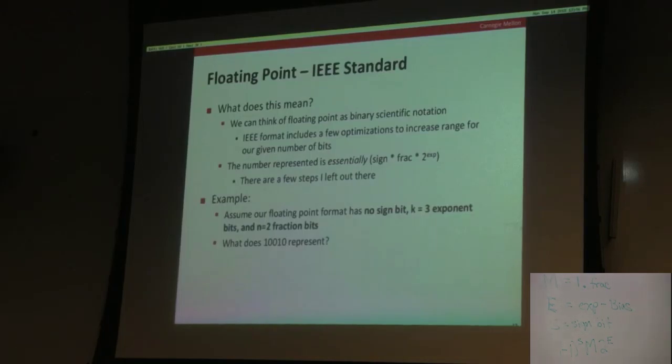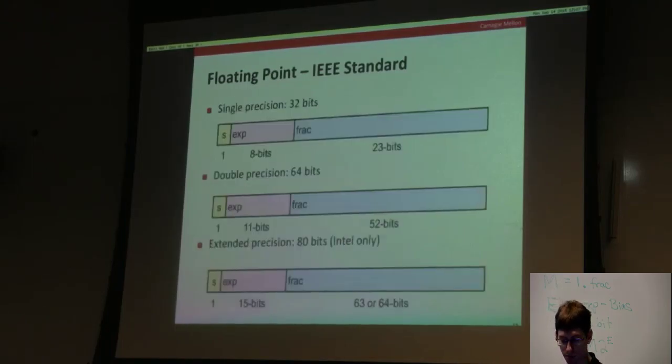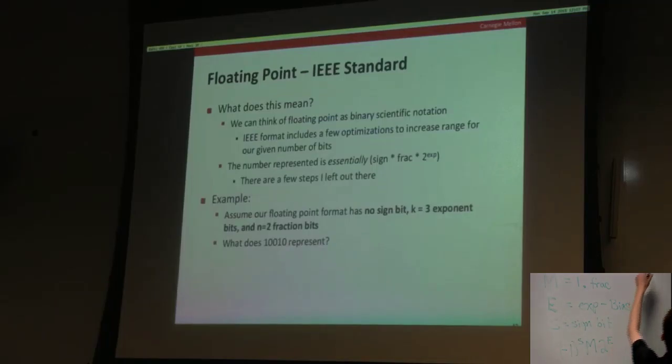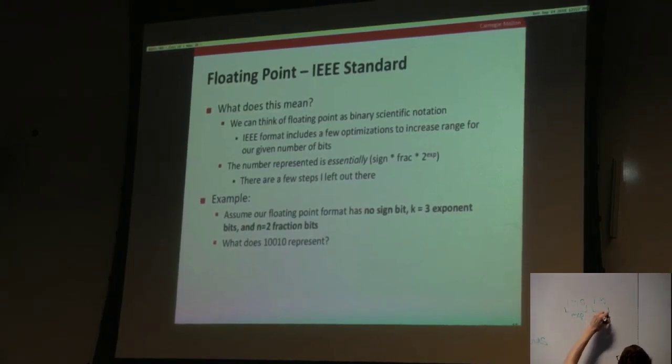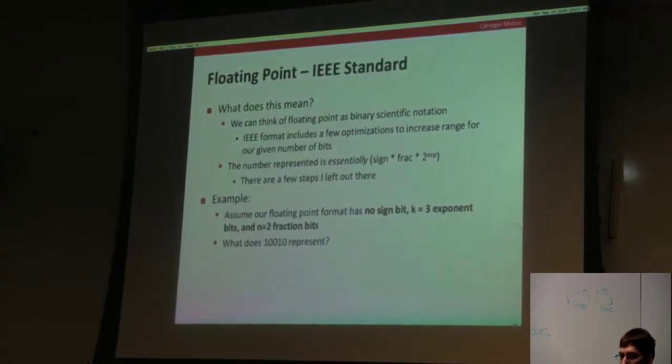Okay. So let's work out what that particular number represents. We've got 1, 0, 0, 1, 0, and I said that k equals 3, so 3 exponent bits and 2 fraction bits. If we look here, the first 3 bits are the exponent, and the next 2 are the fraction, and we don't have a sign bit here. So this is the exponent, and this is the frac. Okay. So what are these values going to be? What's m going to be? This one's easy, for this example.